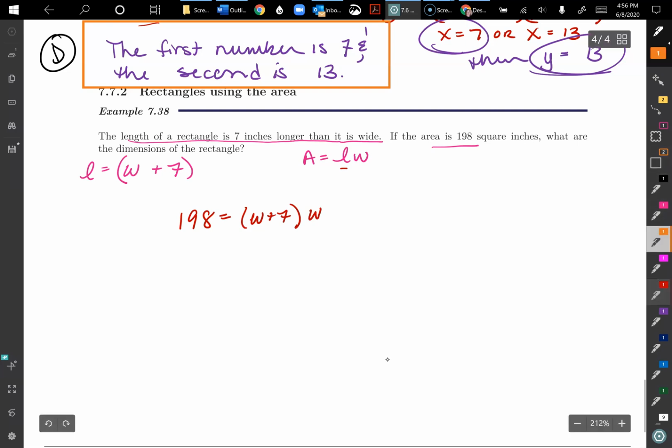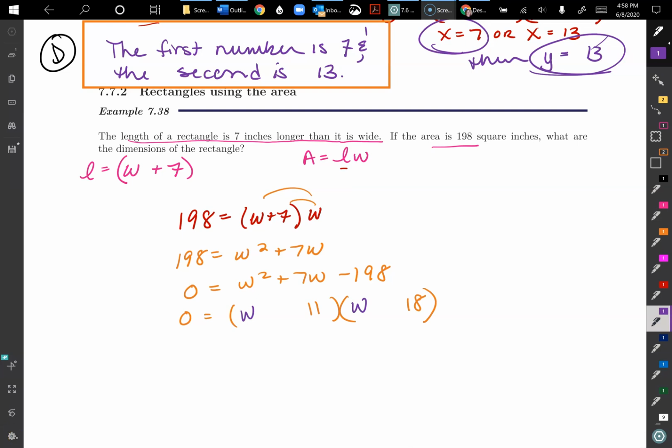Now we need to simplify and solve. So we have 198 equals W squared plus 7W. I'm going to set this equal to 0. 0 equals W squared plus 7W minus 198. And now I need to factor.